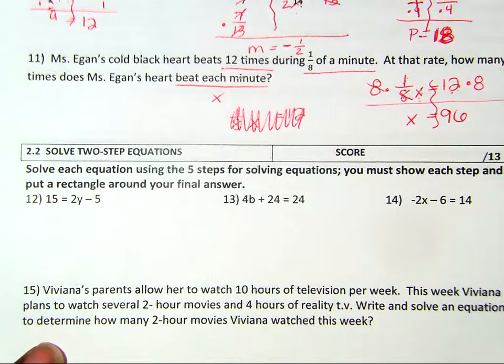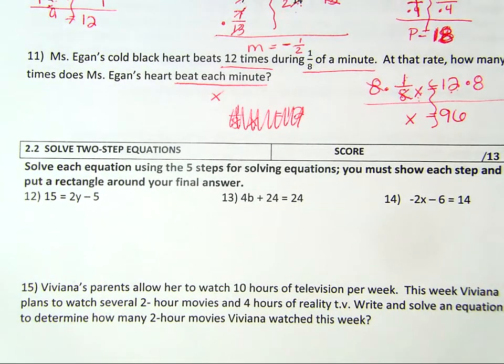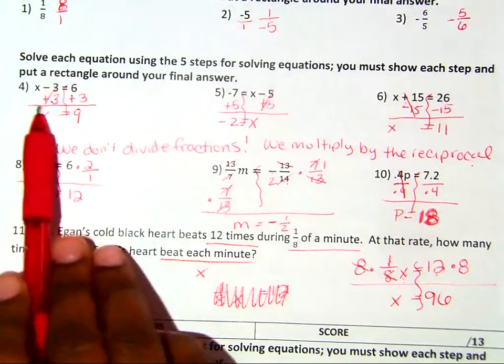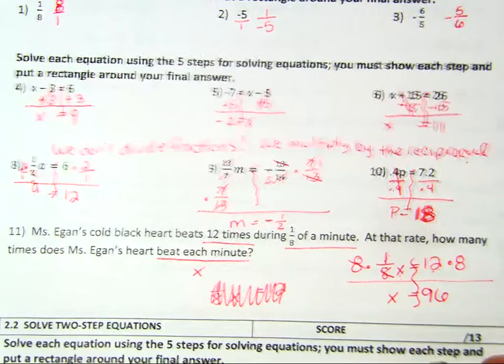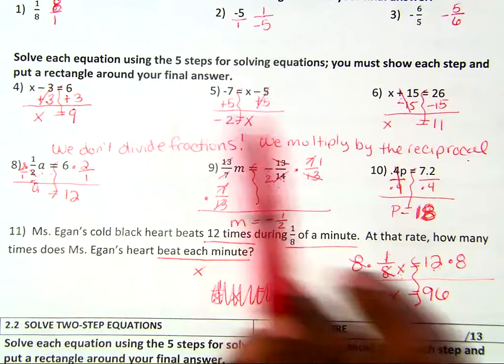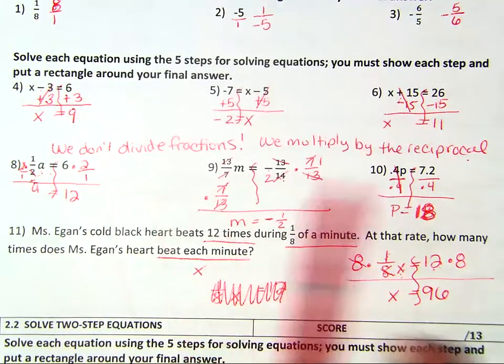Same process. I'm still using the 5 steps. Nothing's changed except now those 1-step things, here we subtracted or added, here we multiplied or divided. I'm going to have to do it twice. I'm always going to subtract or add first, and then I'm going to multiply or divide. Let's do it.